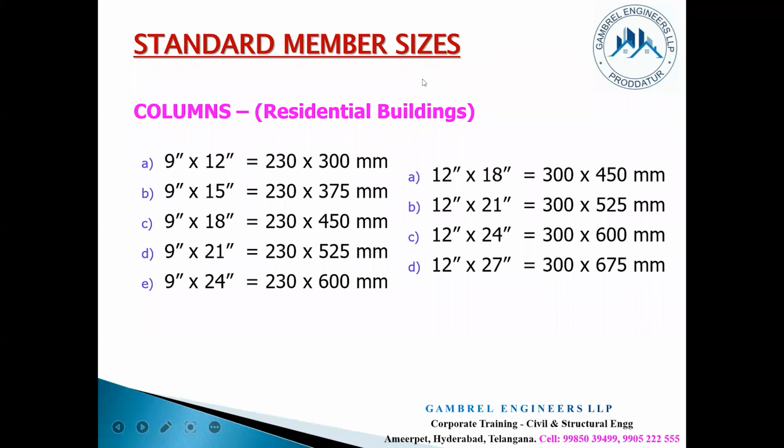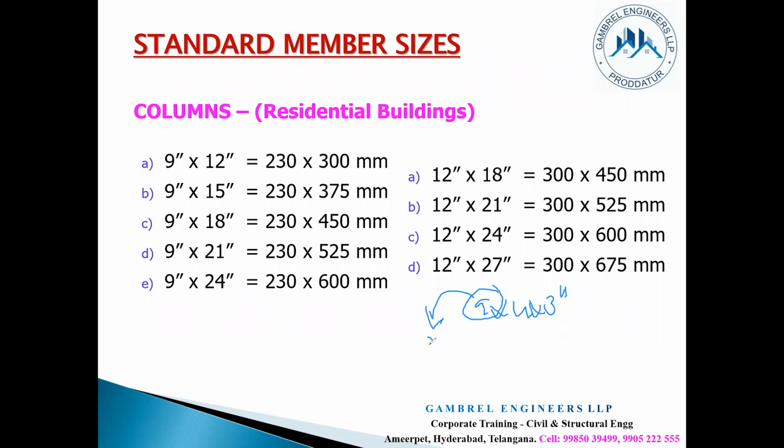The reason for having a 9 inch width is that it depends on the beam width. Beam width depends on wall width. Wall width depends on wall brick size. So brick size is actually 9 inches, 4 inches, 3 inches. Brick size is actually 9 inches by 4 inches by 3 inches.